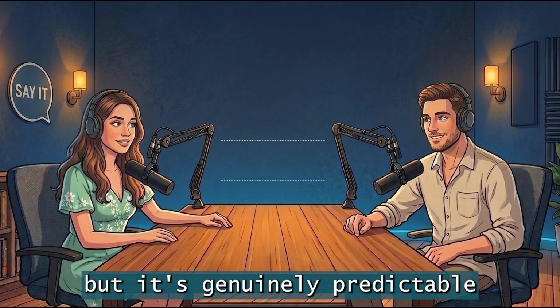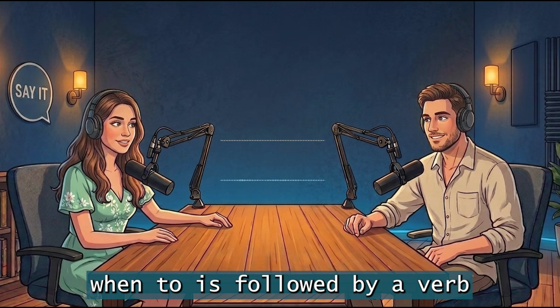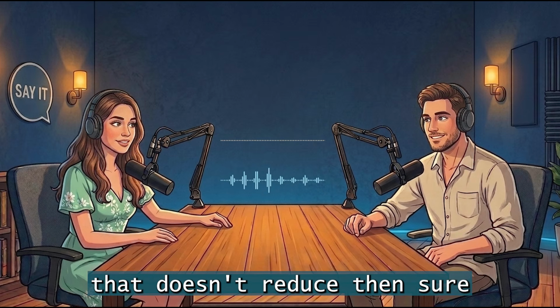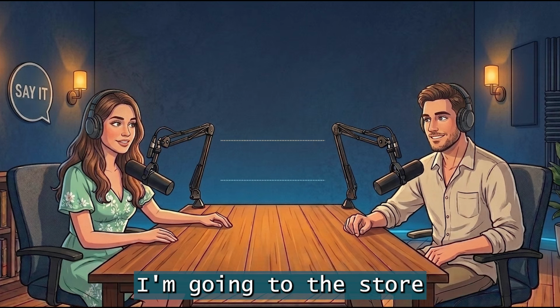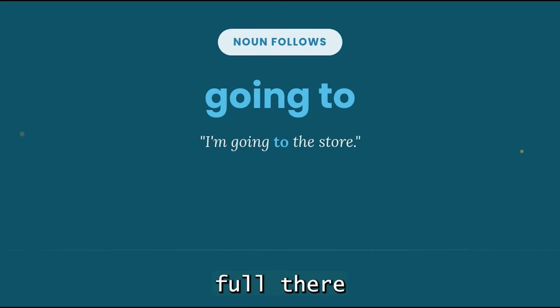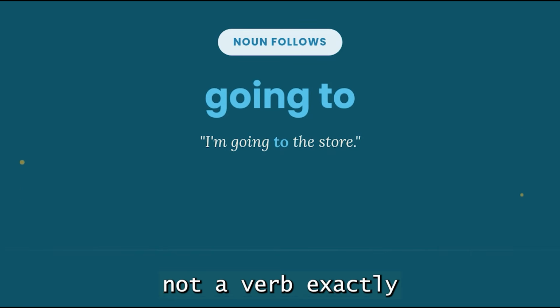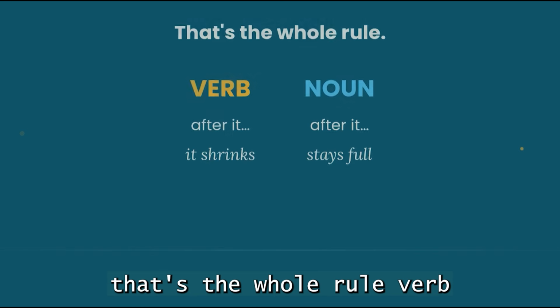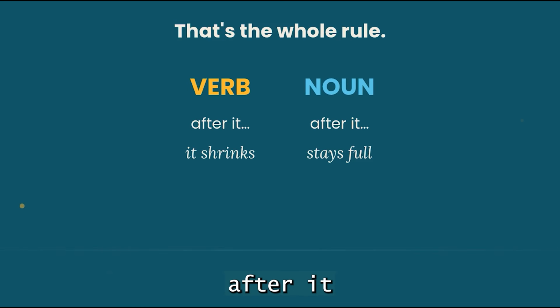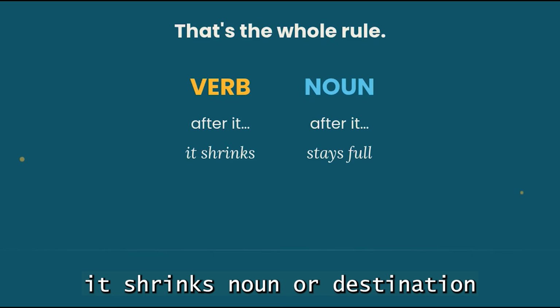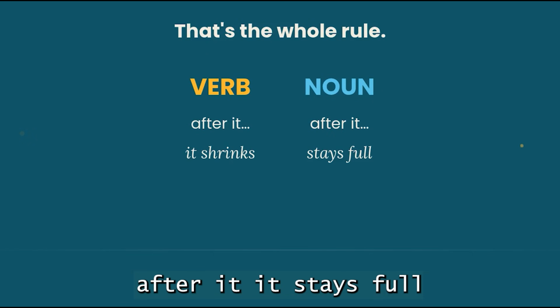Nobody does, but it's genuinely predictable. Reduction happens when to is followed by a verb. Give me one that doesn't reduce then. Sure, I'm going to the store. Notice, to stays full there. Because the store is a noun, not a verb. Exactly. That's the whole rule. Verb after it, it shrinks. Noun or destination after it, it stays full.